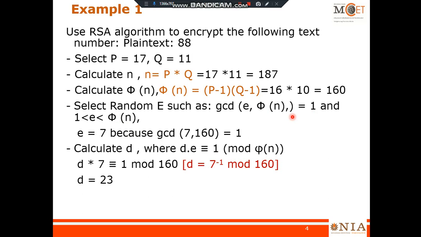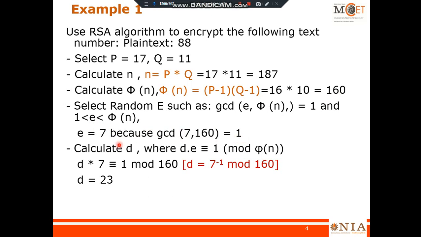Here your phi of n is 160. You can choose 161, a number one greater than phi of n. If you factor 161, 23 times 7 is 161. So I will choose 7 to be the value of E. If you take GCD of 7 and 160, that will be equal to 1.